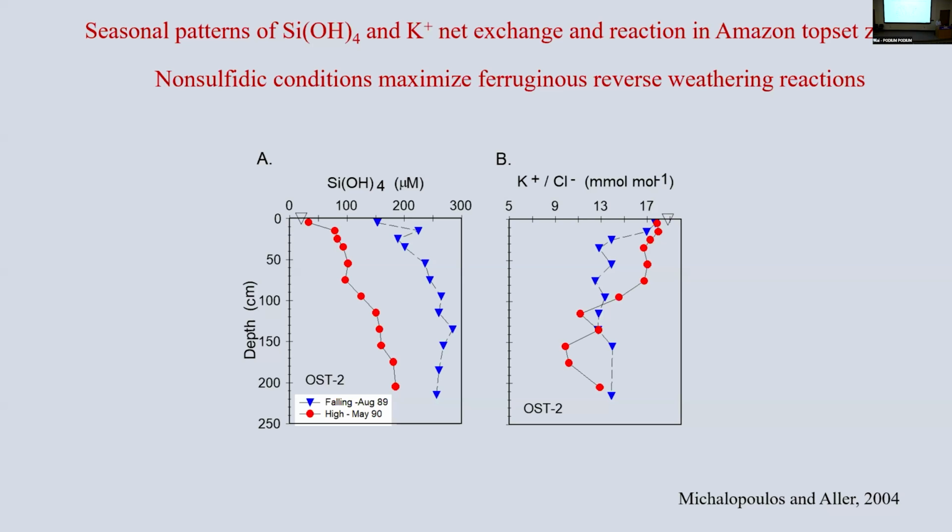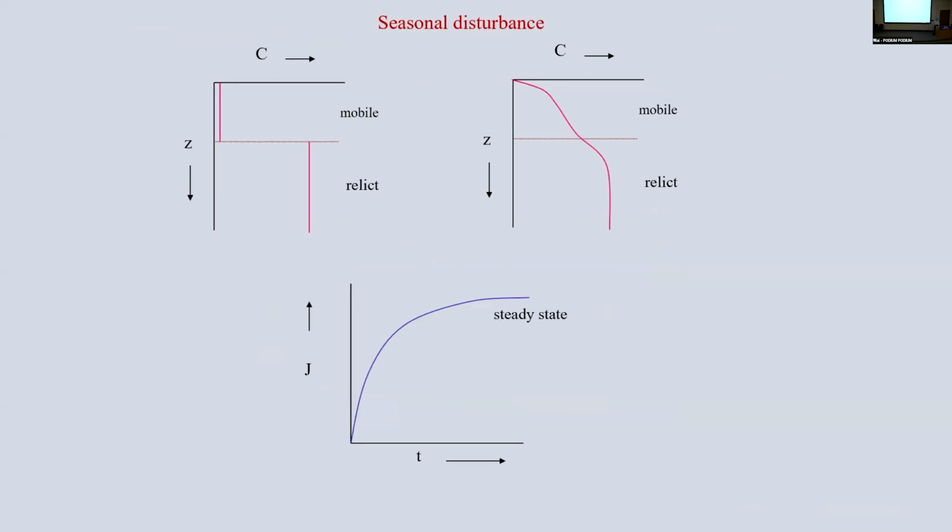That produces CO2. So here's what we have. We have the disturbance to some depth. Here's this underneath material. This is reset to a low value of, let's say, silica, or a low value of reduced iron.